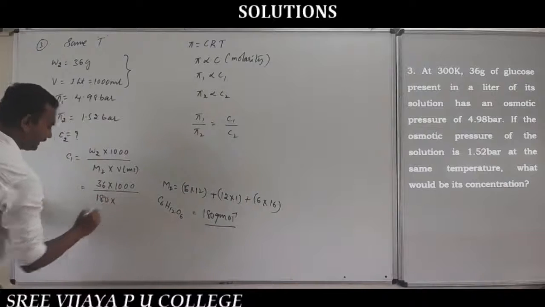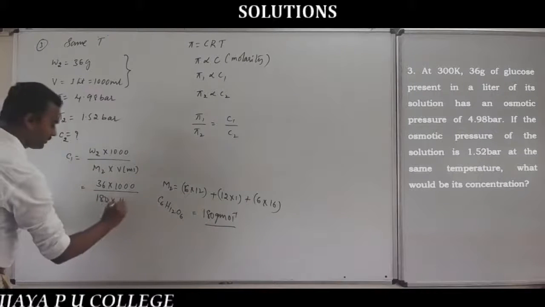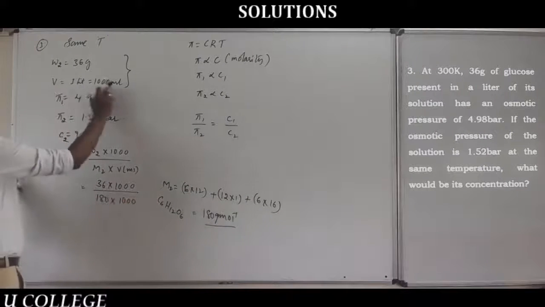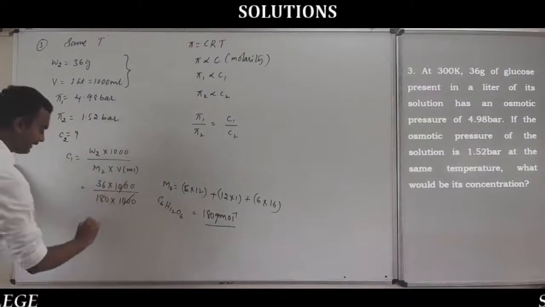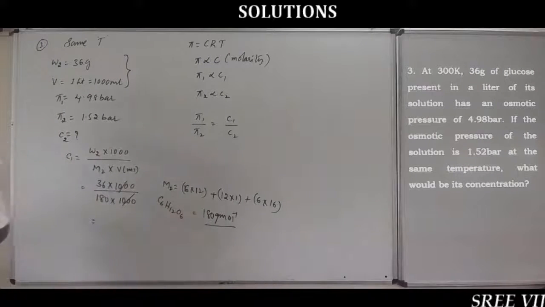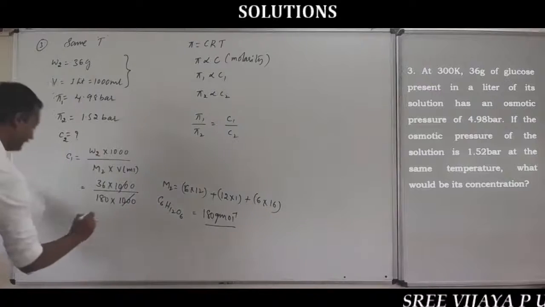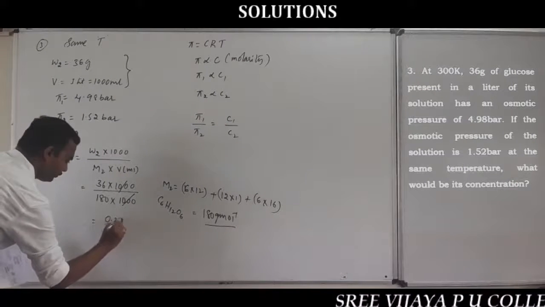Therefore 180 into the volume, which is also 1000 ml, that is 1 liter. The 1000 gets cancelled. That is equal to 36 divided by 180, which is nothing but 0.2 molar.